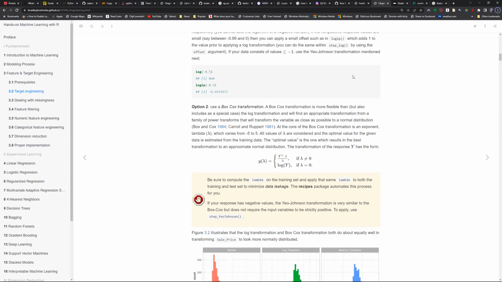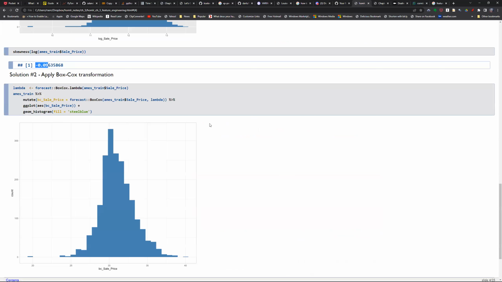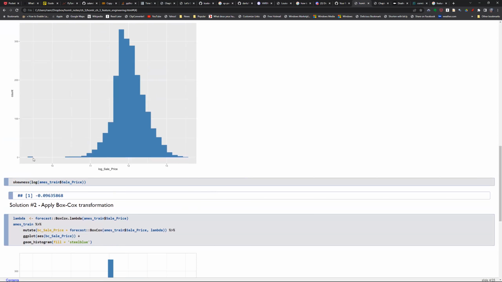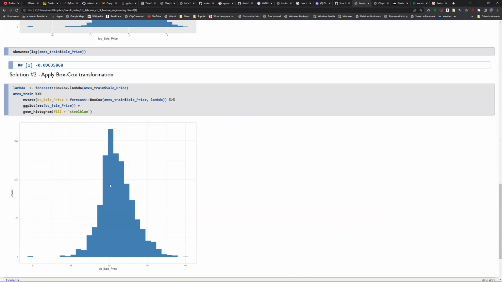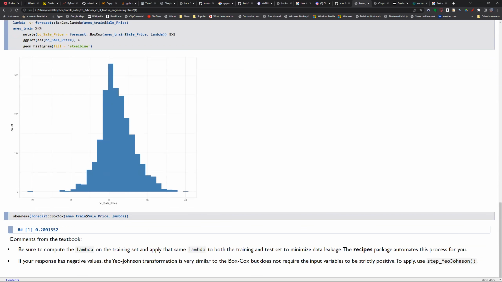So going back to our histogram, when we apply the Box-Cox, we can also see that even though with the log there were some outliers, especially to the left side, here the transformation is going to try to get it to a Gaussian distribution, but it's going to leave some outliers to the left and to the right. And if we apply the skewness function, we're going to see that the skew is a little bit higher than the log transformation by itself, 0.2.